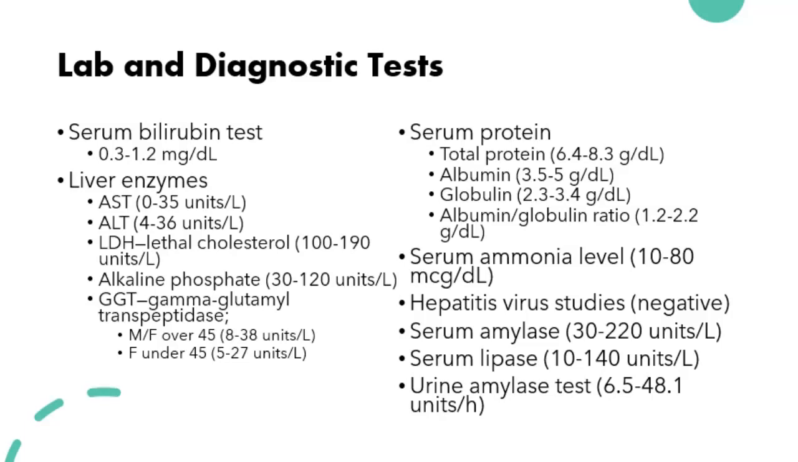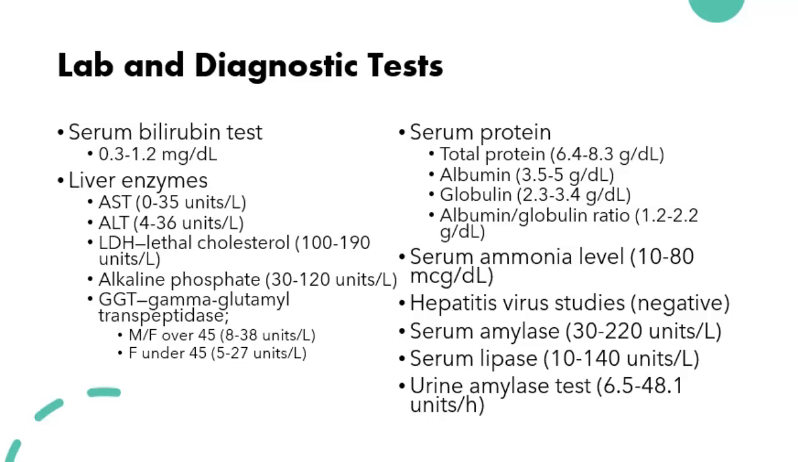Serum protein: your total protein, albumin, globulin, and albumin-globulin ratio. Your serum ammonia level. Ammonia is a byproduct of protein metabolism. So ammonia goes to the liver, it's converted to urea, and then it's excreted by the kidneys. If a patient has severe liver dysfunction or altered blood flow, ammonia can't be converted, and the levels will increase, and your urea nitrogen levels will decrease. The serum ammonia level is useful when diagnosing hepatic encephalopathy and hepatic coma.